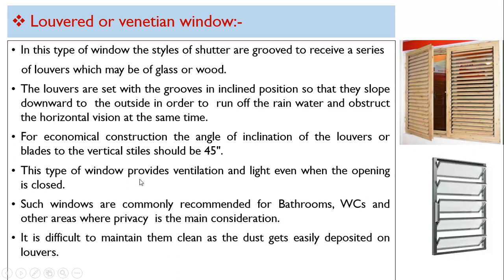This type of window provides ventilation and light even when the opening is closed. It provides light and ventilation even when the window is closed or a little bit of opening is provided. Such windows are commonly recommended for bathrooms and WCs. WC means water closet. Bathrooms, WCs and other areas where privacy is the main consideration. Only from a privacy point of view, this sort of window is provided, because even when the window is closed, you will get light and ventilation.